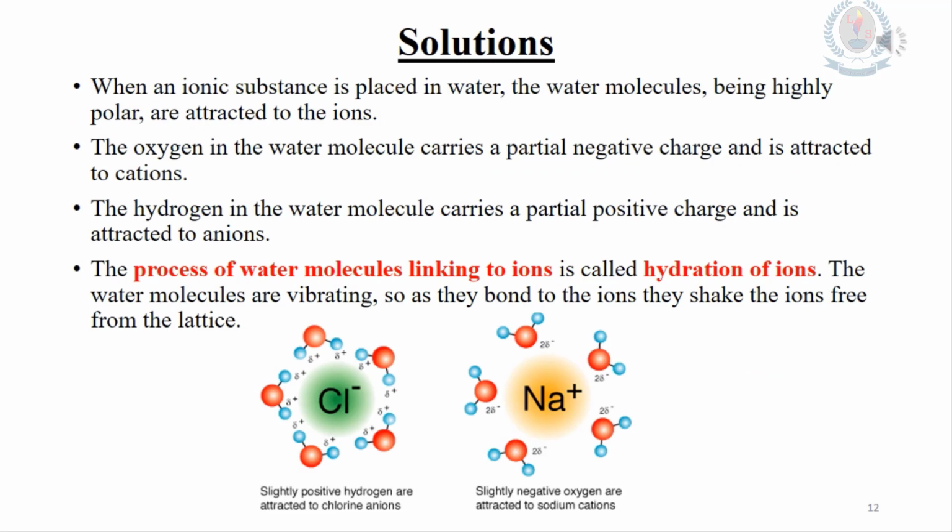Solutions. When an ionic substance is placed in water, the water molecules, being highly polar, are attracted to the ions. The oxygen in the water molecule carries a partial negative charge and is attracted to cations. The hydrogen in the water molecule carries a partial positive charge and is attracted to anions. The process of water molecules linking to ions, cations or anions, is called hydration of ions.